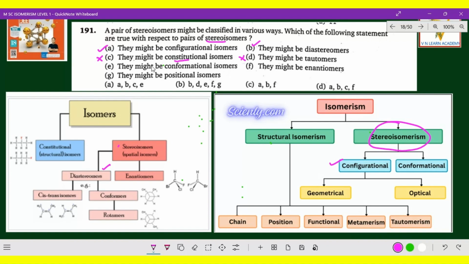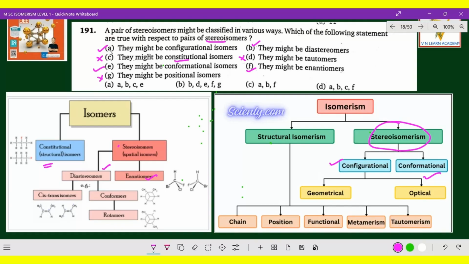The next one, they might be conformational isomers. Yes, they are stereoisomers, so it is correct. And they might be enantiomers. Enantiomers also, yes, it is correct. And they might be positional isomers. Positional isomers come under structural isomers, which are also known as constitutional isomers. So this will not be the correct option.